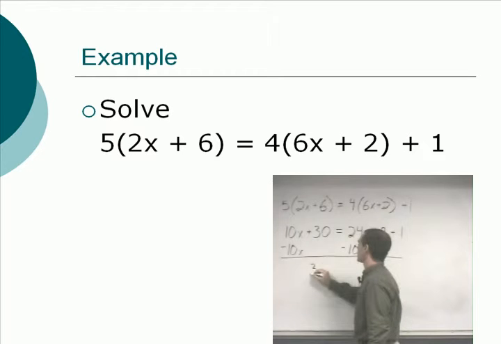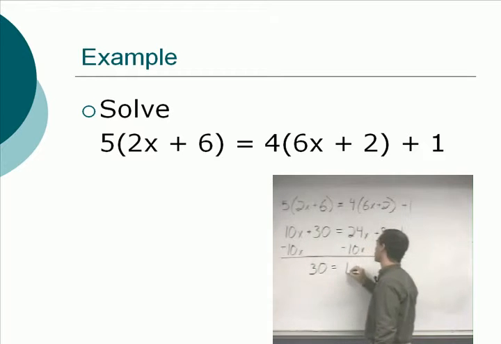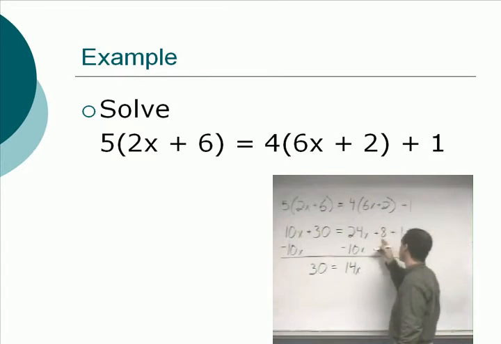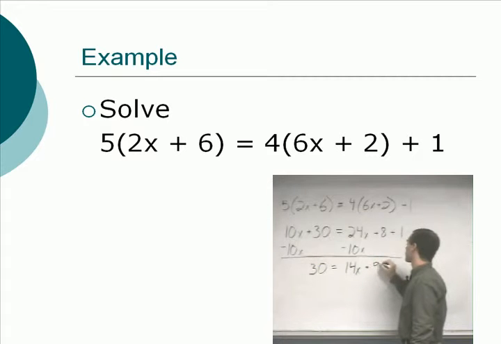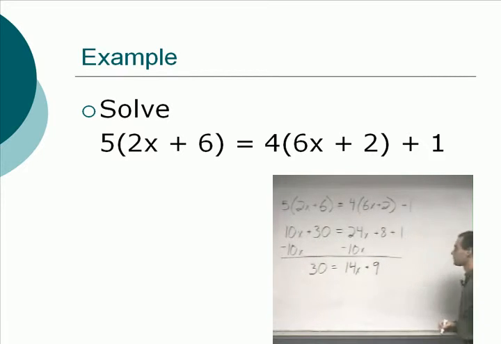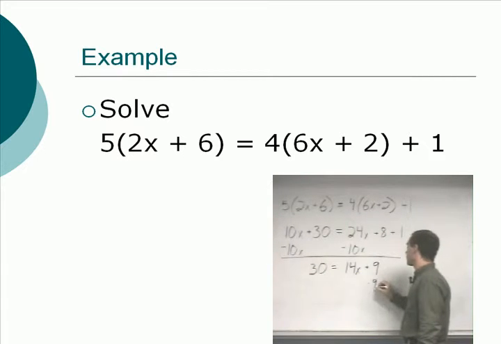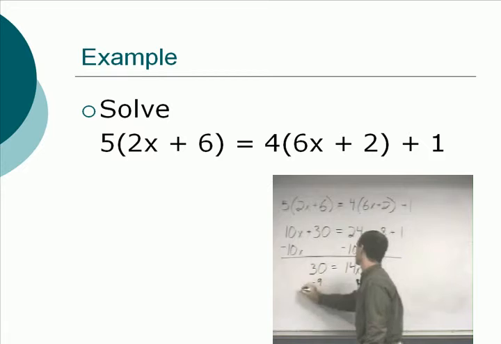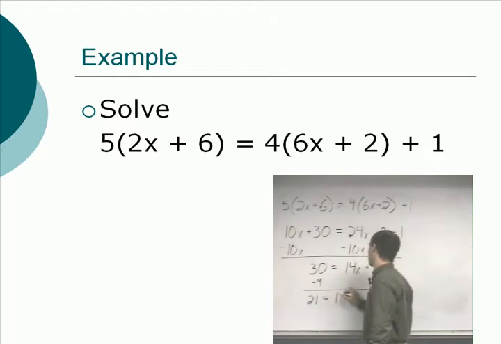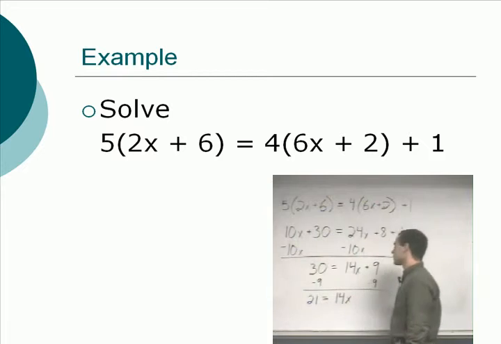So we have 30 equals 14x plus 8 plus 1, we can call that 9. Along with collecting all the x terms together, we want to get anything that doesn't involve an x out of there. So we're going to have to move the 9 over to the left. And we're left with 21 equals 14x.